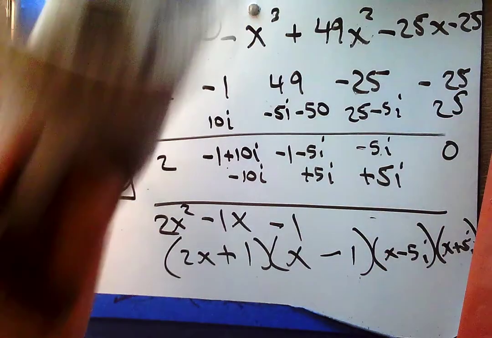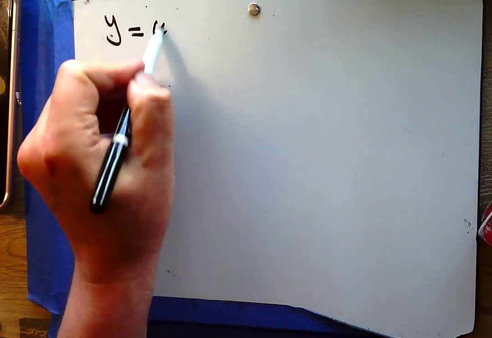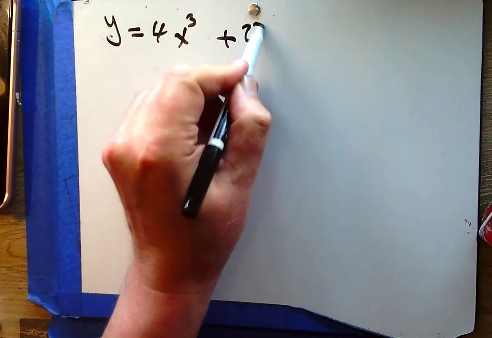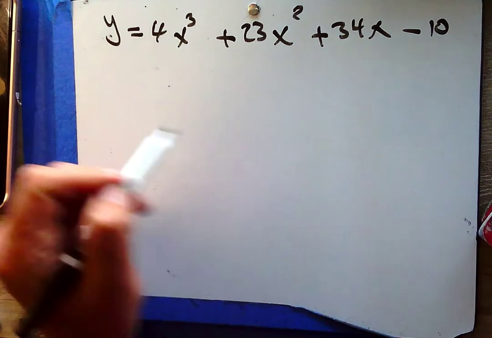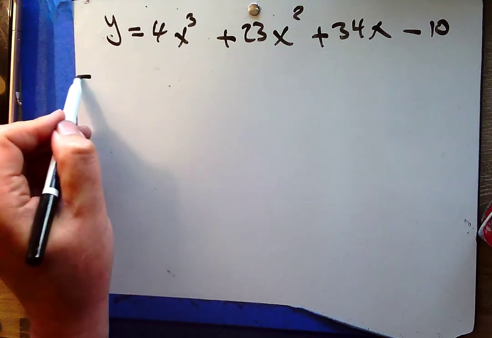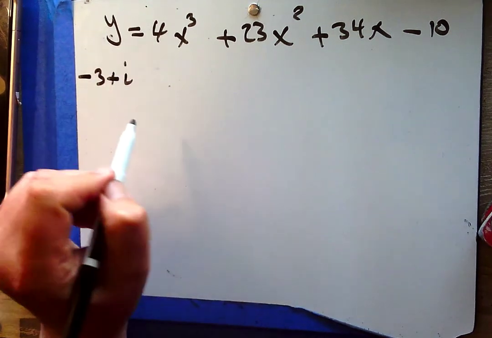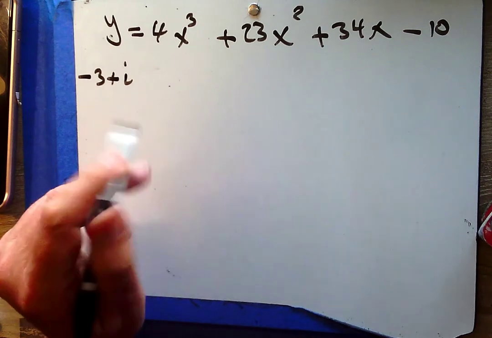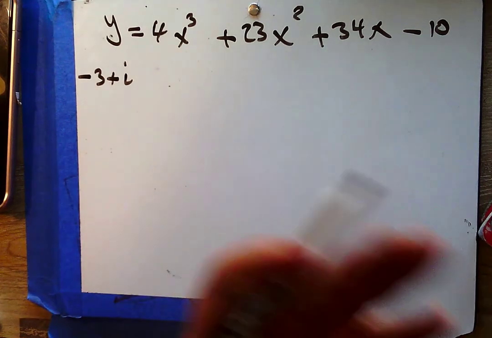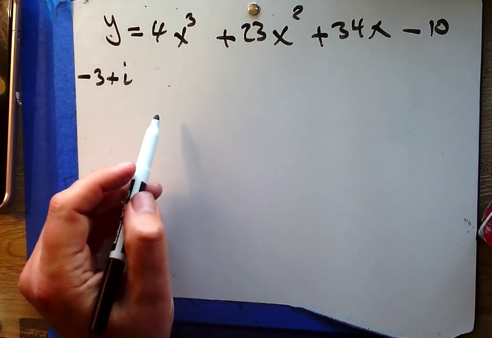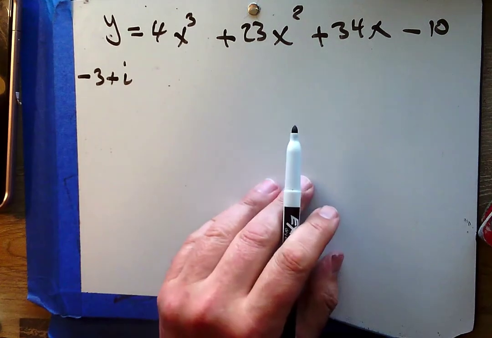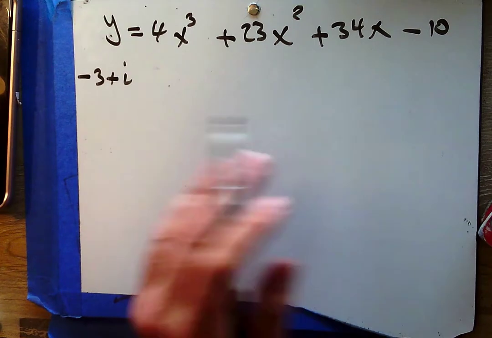And we've got a little more practice with that. y equals 4x to the third plus 23x squared plus 34x minus 10. And this time I'm going to tell you that minus 3 plus i is one of the roots. All right, so get me some factored form. I want this polynomial completely factored. Okay, come back when you're done.